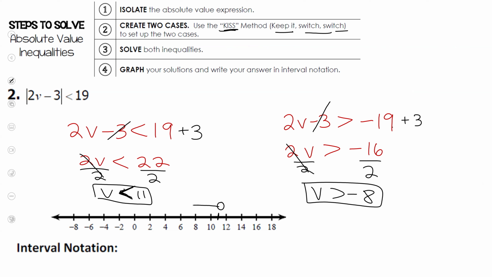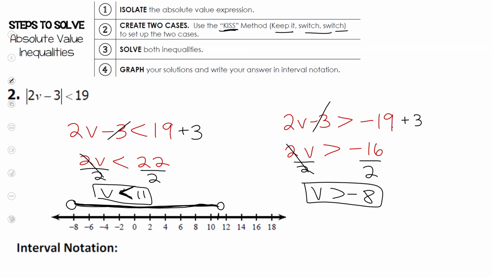Okay. The next one, this says b is greater than -8. So let's go to -8. What kind of circle? Open. And that's a greater than symbol. So I'm going to face to the right. Oh, look, guys, these lines are touching. These are going to create a bar. So that means you can be either bigger than -8, but smaller than 11. That's what this says.